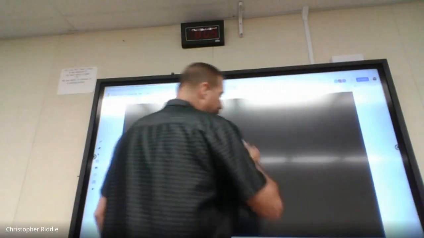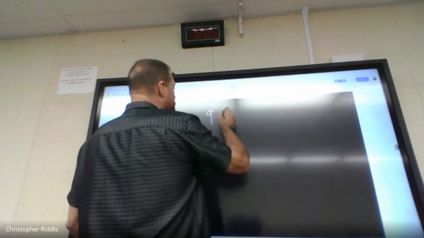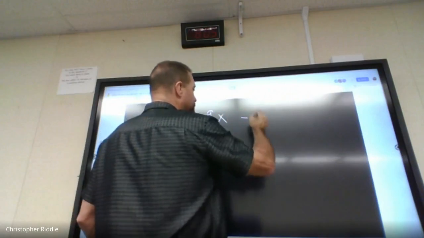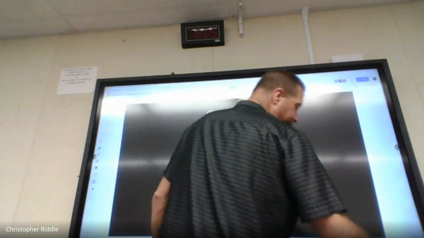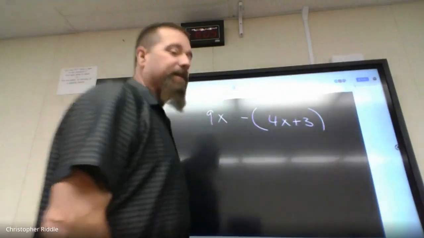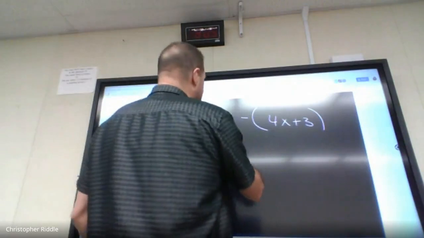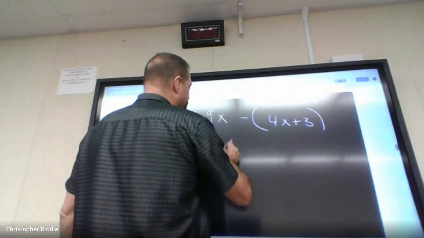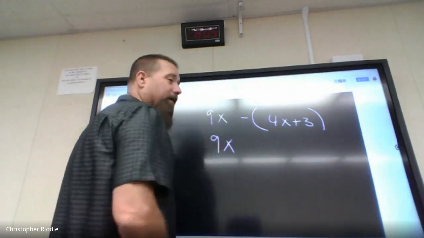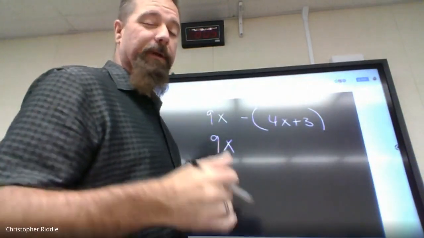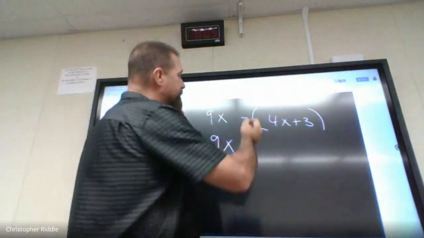All right, so let's go with 9x minus 4x plus 3. Now remember, the first thing we have to do is clear these parentheses, right? What we're not going to mess with right now is this 9x. So we have 9x, and we're going to bring that down. Now we're going to do just what we've been doing. We're going to distribute to get rid of the parentheses. So Saleha, we put that negative 1 there.